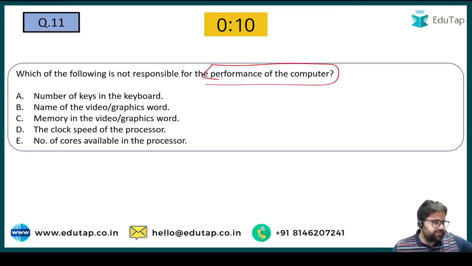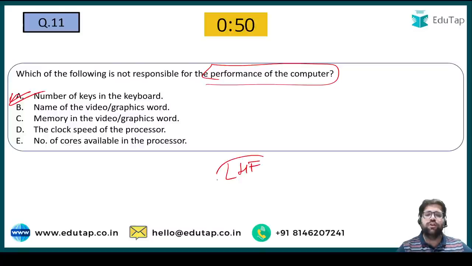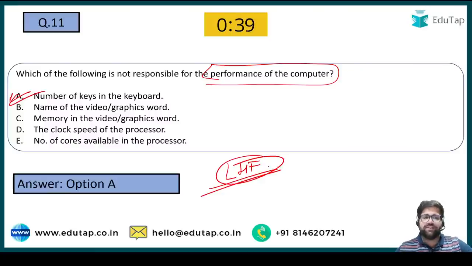Question number 11. Yes, I can see maximum people are going with either A or B. Hari Krishna is going with B. CP is going with A. Anuradha is going with A. Yes, here the correct answer will be A. The number of keys in the keyboard does not define your computer performance. As simple as that. This is the kind of question I call low hanging fruit, so you have to accept low hanging fruits with grace. Please remember this. Do not go overconfident in such questions. Look at the question, analyze all the options and lock your answer.